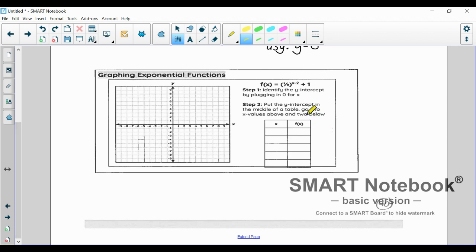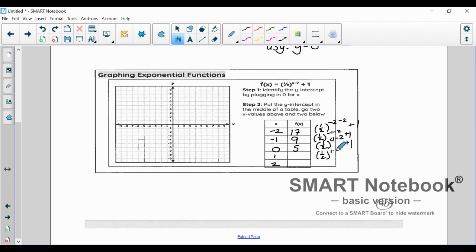So let's try this last one. I'm going to find my y-intercept by plugging in 0 for x. So I'm doing 1/2 times 0 to the negative 2 plus 1. That's going to give me 5. And then I'm going to go 2 x values above, 2 x values below. And I'm just using my calculator. So I have negative 2 minus 2 plus 1. That's giving me 17. I have 1/2 to the negative 1 minus 2 plus 1. That's giving me 9.